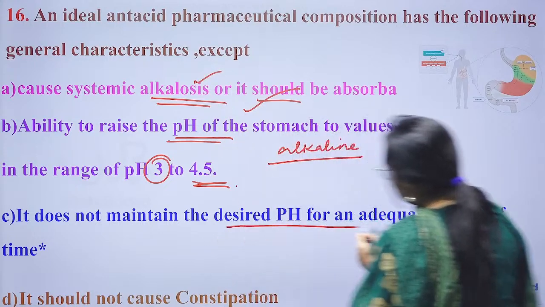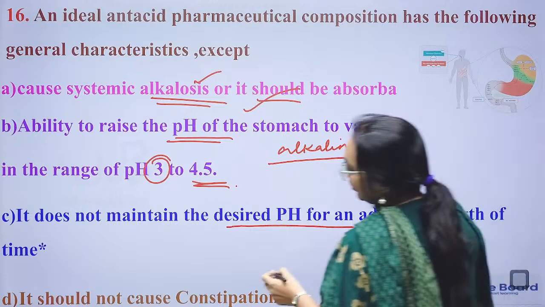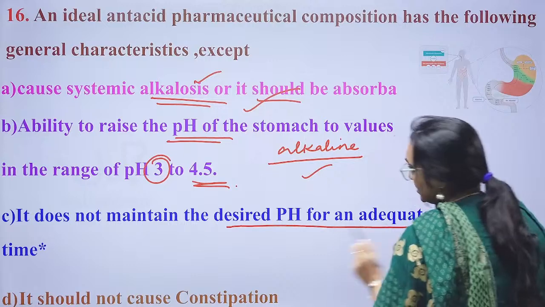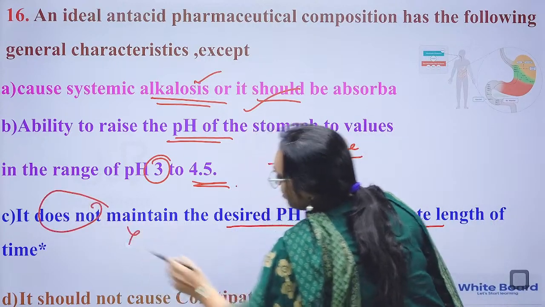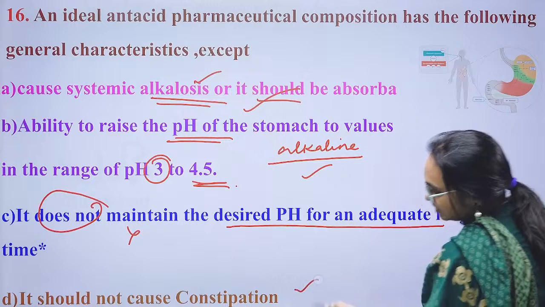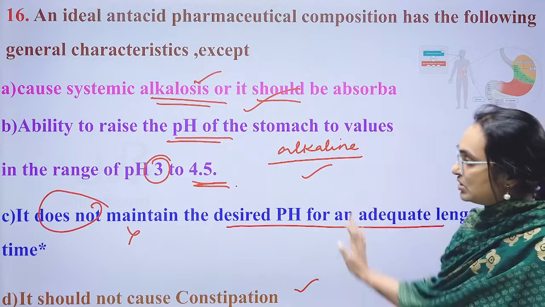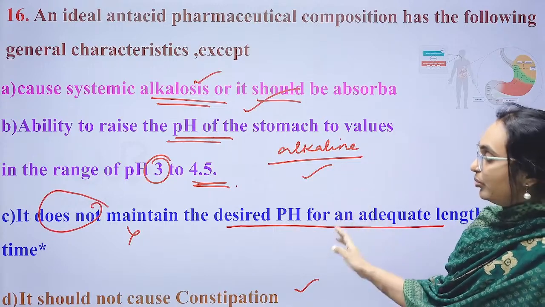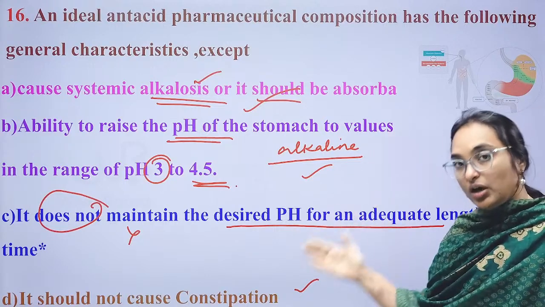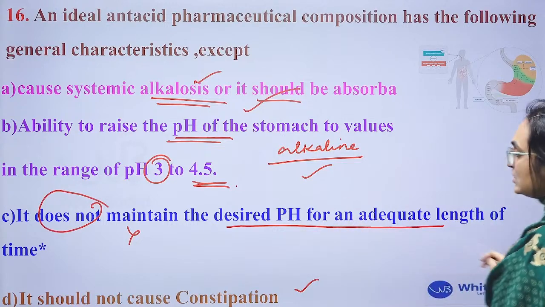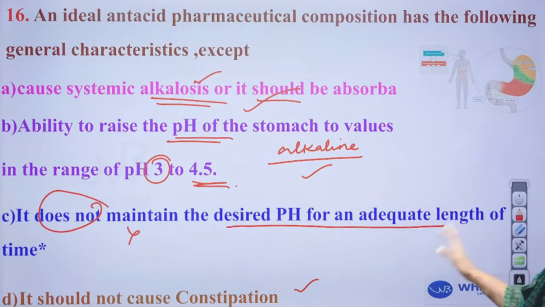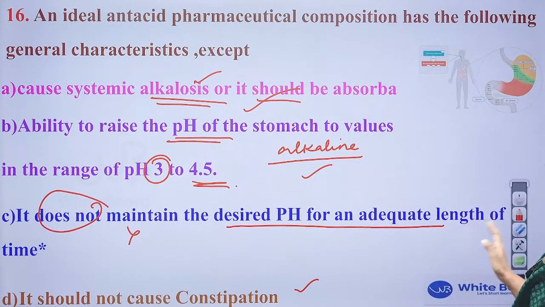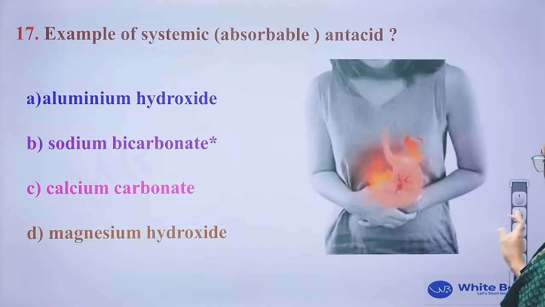It does not maintain the desired pH for an adequate length of time. It is saying here it does not maintain, so this is not the thing. It should not cause constipation. All except C are ideal characteristics. One of the ideal characteristics should be that it maintains the pH for a longer time. It is given as it does not maintain, but it should maintain the desired pH for the required time. So, the answer here is C.